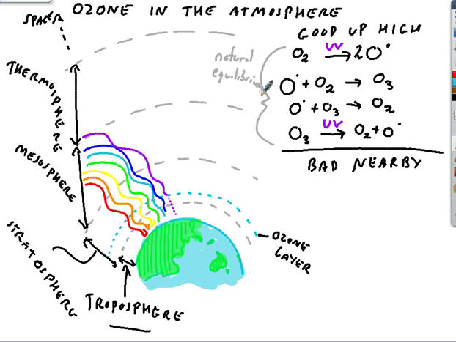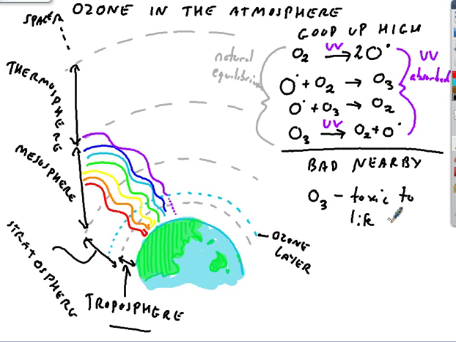The net result of all these reactions is that UV is absorbed. And if UV is being absorbed, it doesn't reach the surface of the Earth in the troposphere, which is where we are, which is very good because UV is quite damaging, as you'll learn as you do your studies. So that's why ozone is good up high. If we think about bad nearby though, ozone is actually a poison. It's an irritant. Ozone is toxic to life because it's highly reactive.